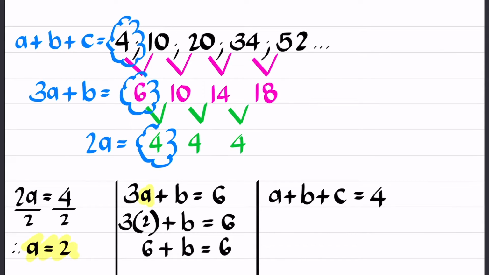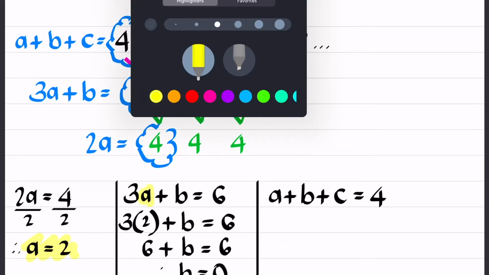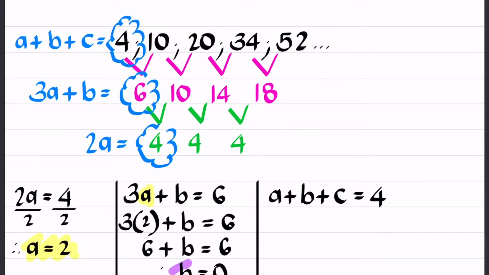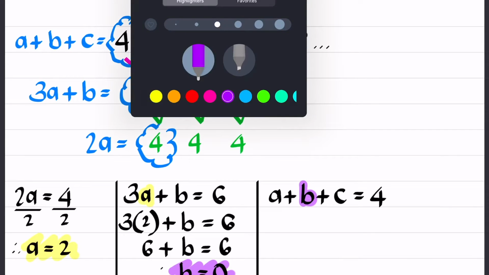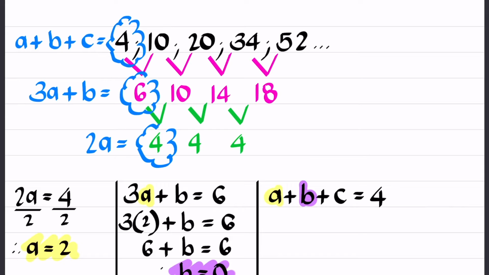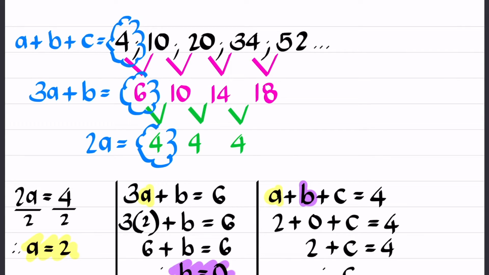To isolate the b, I'm going to take the 6 across. Therefore, b will equal 6 minus 6, which is 0. So now I have a b value of 0. I can put the b value in place of the b, and I can put the a value in place of the a. So a is 2, so 2 plus b is 0, plus c is equal to 4. So 2 and 0 is 2, plus c equals 4. Therefore, c is equal to 4 minus 2, which is 2.